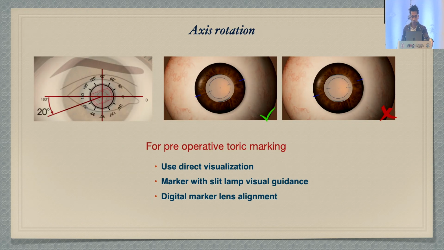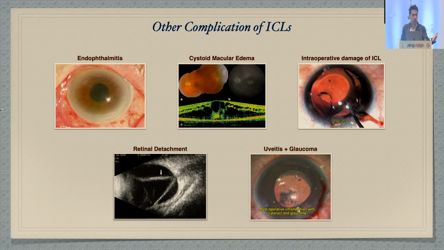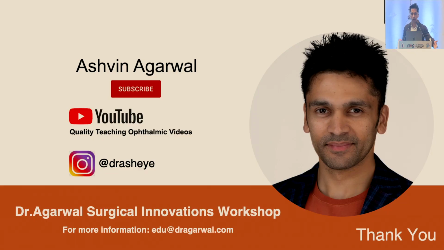Axis and rotation, use direct visualization. You can use a marker with a slit lamp, or the new age digital marking system also has a lot of impact. Other complications, you can have endophthalmitis, CME, damage to the ICL, as well as retinal damage, uveal retinal detachment, and uveitis and glaucoma issues. These are some of the complications of ICL. Obviously, at greater length, we can talk offline. But right now, thank you very much for this talk.